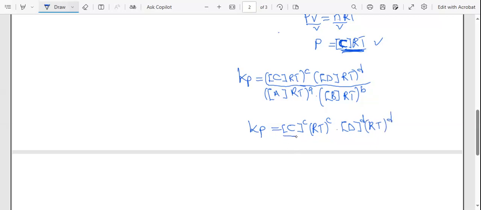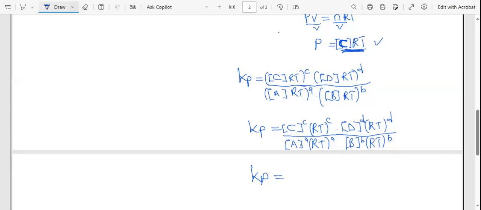Over the denominator the same happens. So we have concentration of A raised to the power A, then RT raised to the power A. Again, we have concentration of B raised to the power B, then RT raised to the power B, because that's where they came from. Then from there, we can combine these, they have the same base, so we add the powers. So I'll group the like terms like this.